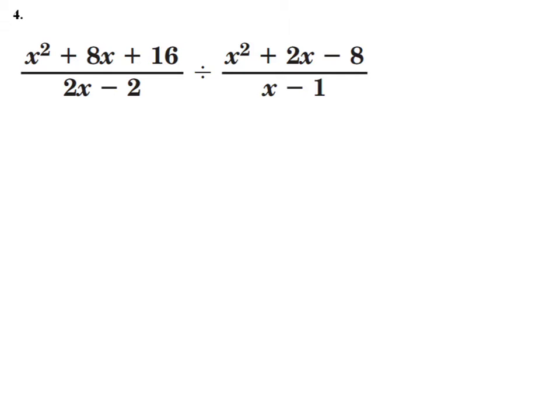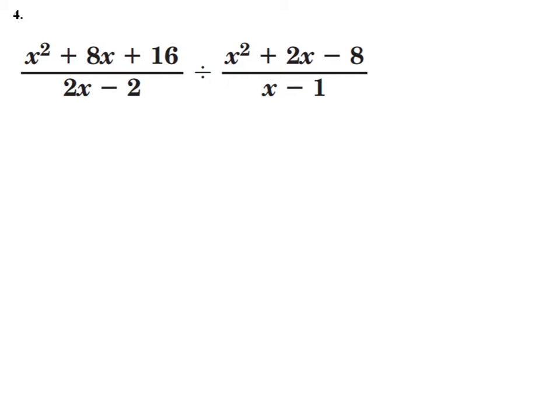Okay, let's look at this next example. Now we have polynomial expressions in the numerator and the denominator of our rational expression. So this is where we're going to have to do two things at once. We like to factor the first rational expression, and while we're at it, we'll multiply by the reciprocal of the second fraction. So let's do that here.